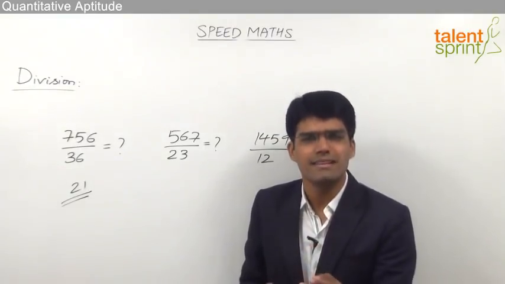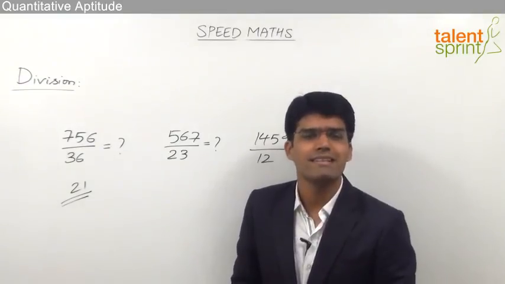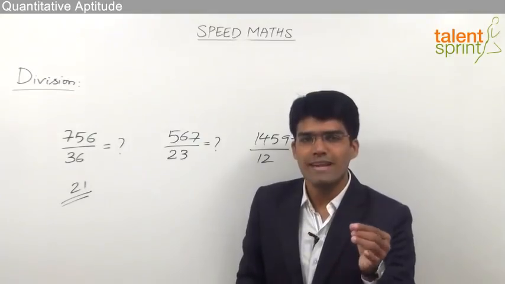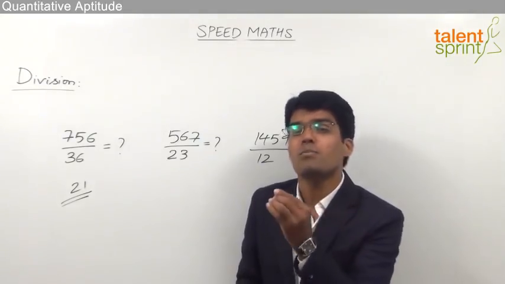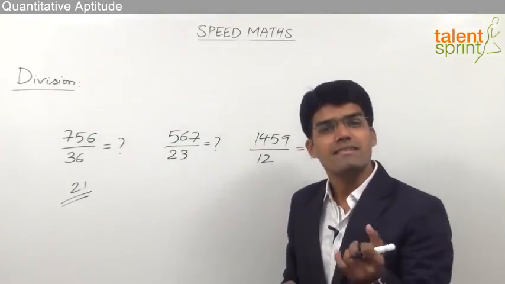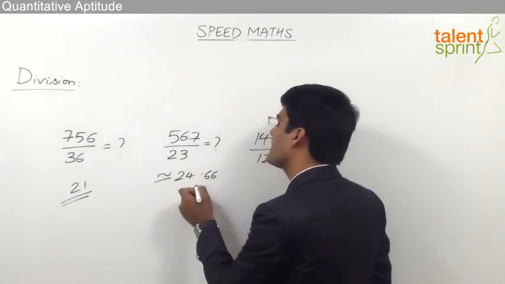Minus 8 by 23 can be approximately taken as minus 1 by 3. And minus 1 by 3 is 0.33, or minus 0.33. That means 20 plus 5 minus 0.333 is the answer. So that can be taken as 24.66. Approximately we can say that the answer is 24.66.